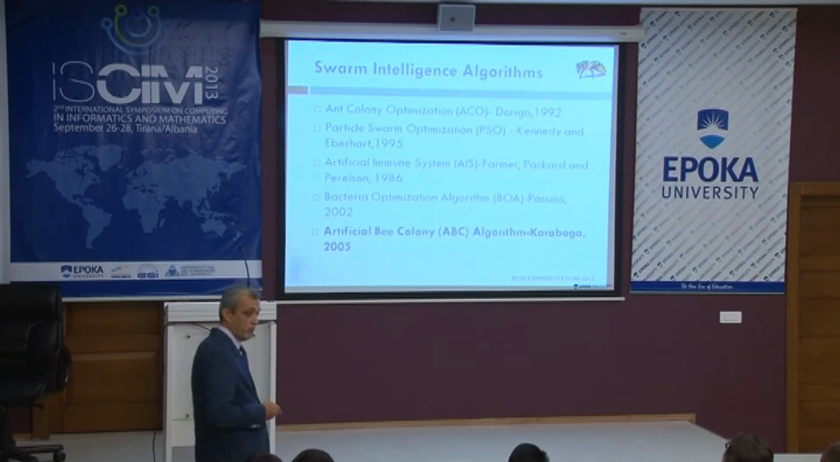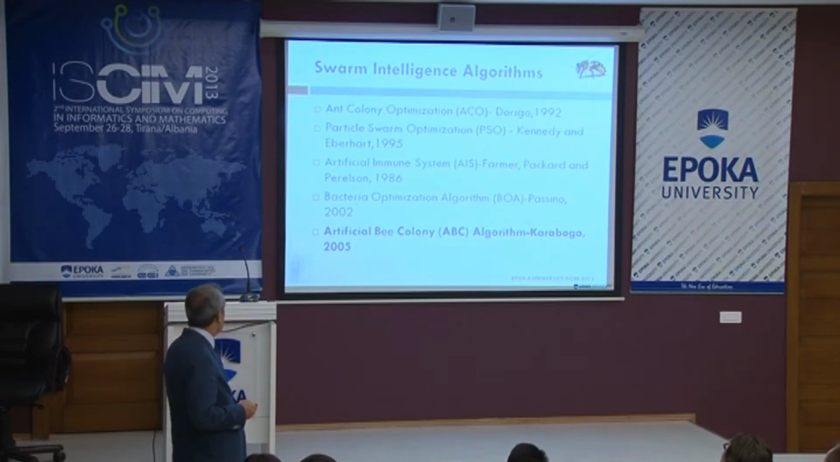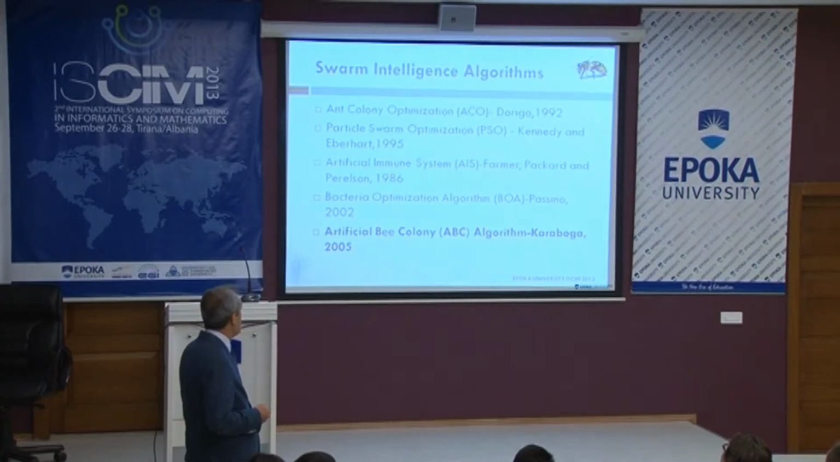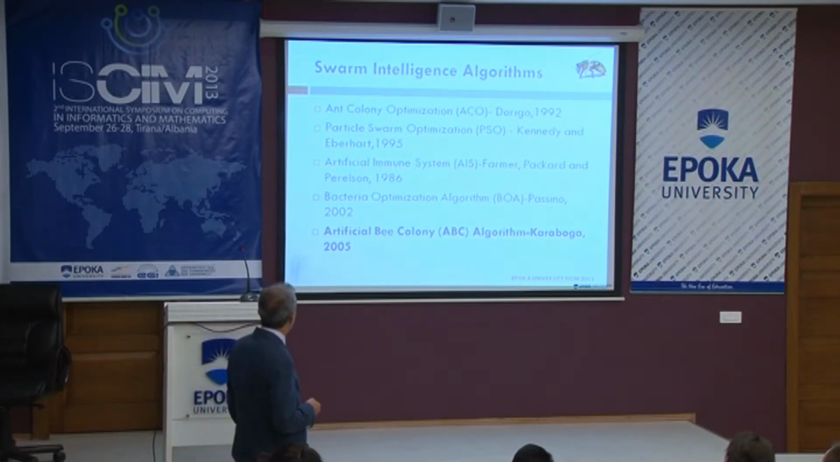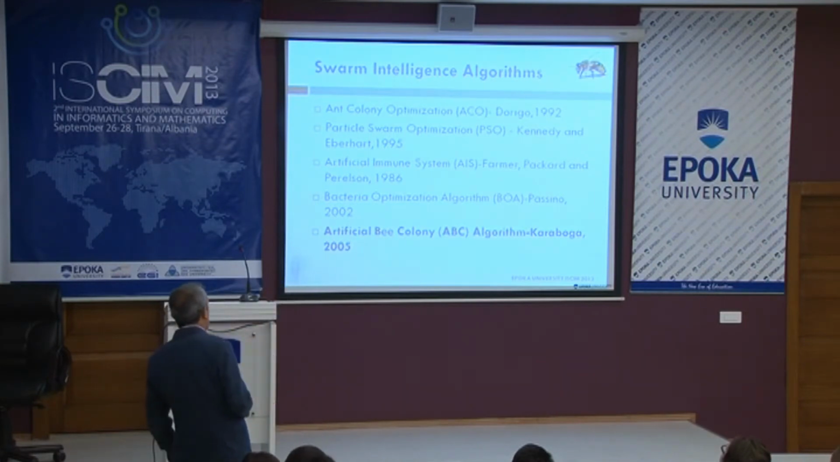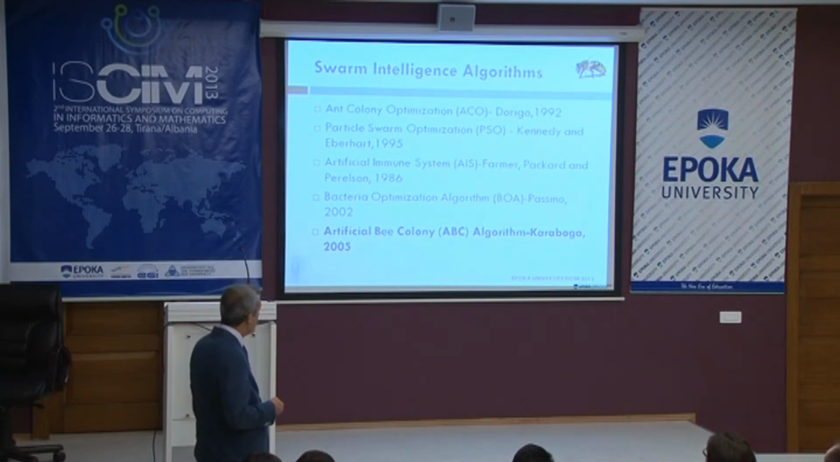And swarm intelligence algorithms. So far, I think the first and most important one is ant colony optimization, introduced by Dorigo in 1992 or 91. Second one, particle swarm optimization, and the artificial immune system, bacterial optimization algorithm, and of course there are some more in the literature. But these are the popular ones or widely used ones. And the artificial bee colony algorithm was introduced in 2005.